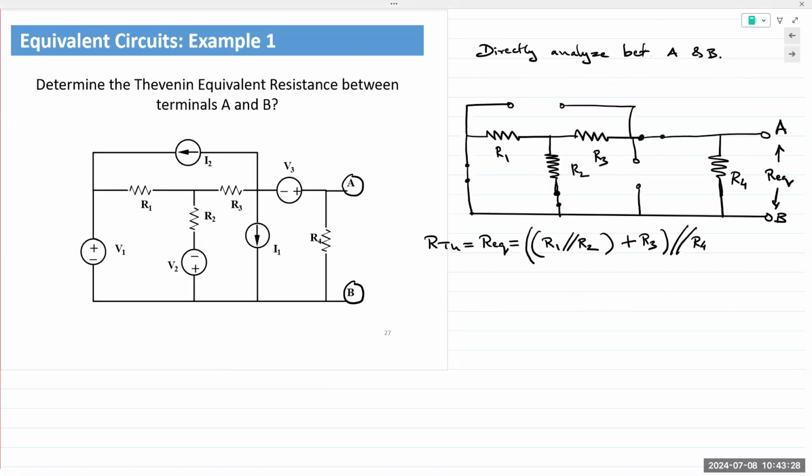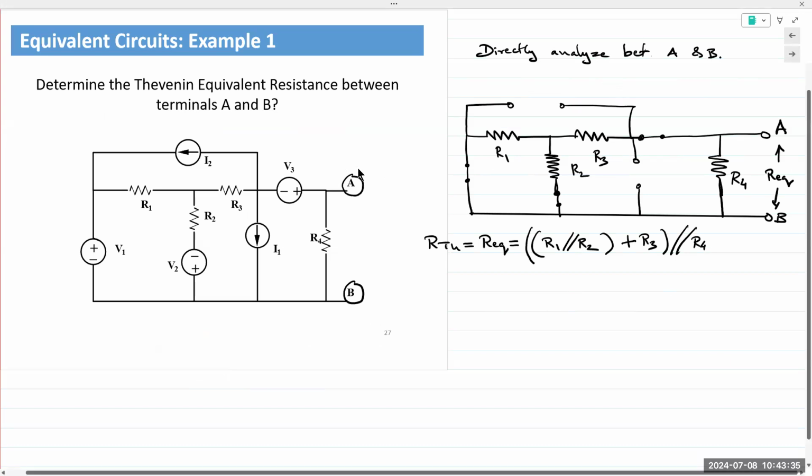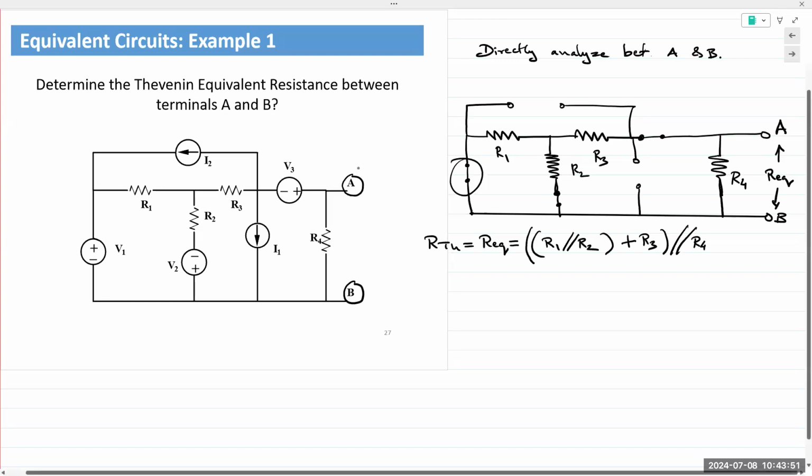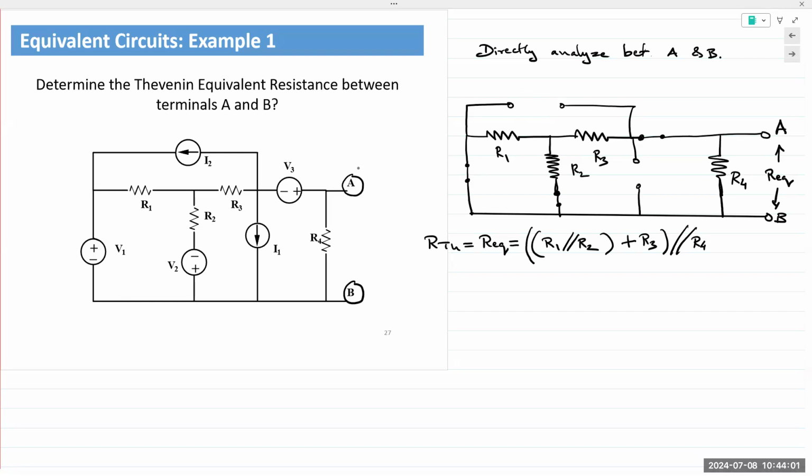What did we do here? We were asked to find Thevenin resistance between terminals A and B directly. So we didn't make any modification to the circuit. There is no component to remove. If you need to find resistance, you disconnect all the power supplies that are present in the circuit. You replace voltage sources with a short and current sources with an open. And we find Req between A and B. And that is the Thevenin resistance for the circuit. And that's it, straightforward.